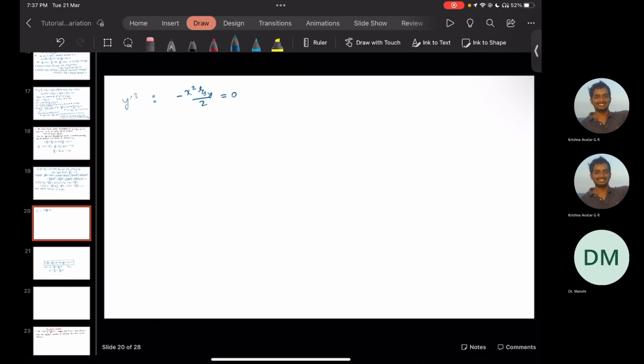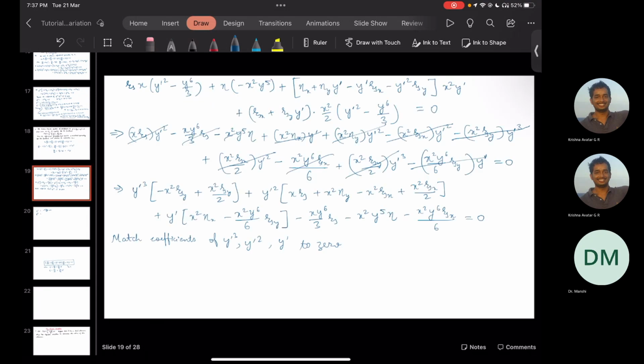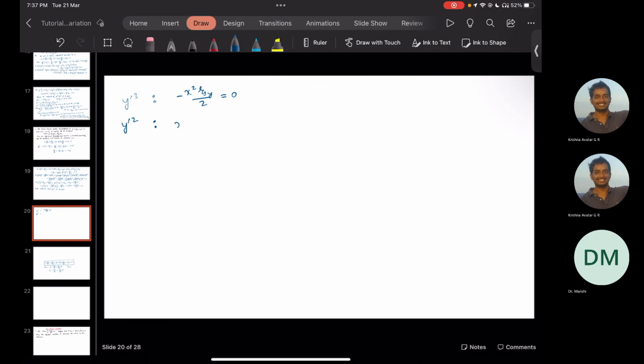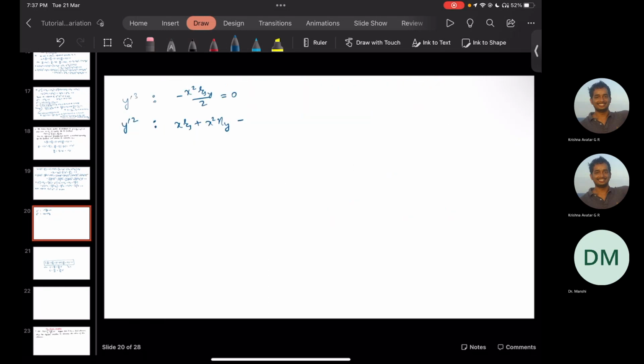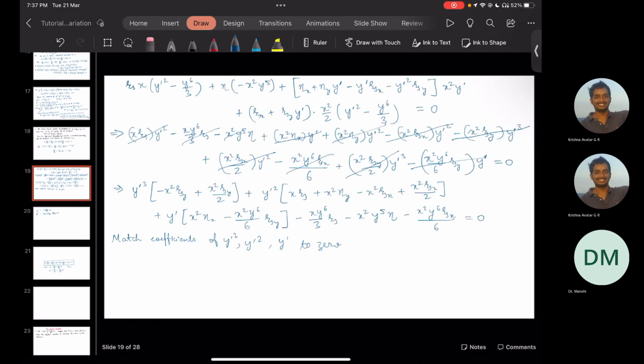And the second is y prime squared. This also needs to equate to 0. So for this we have x xi plus x squared eta y. And then in the last, we see the last two terms can be added up to have minus x squared by 2 xi x, minus x squared xi by 2, fine.